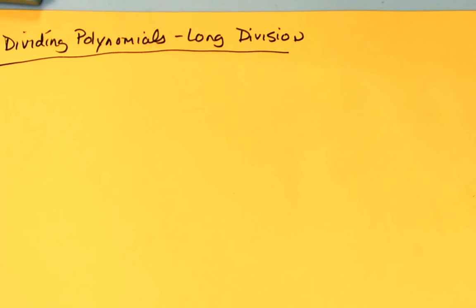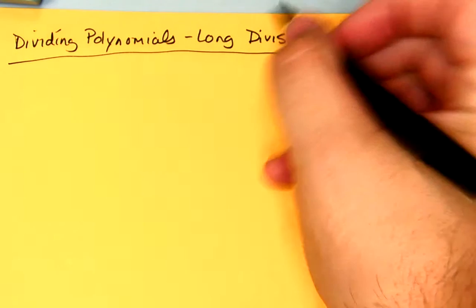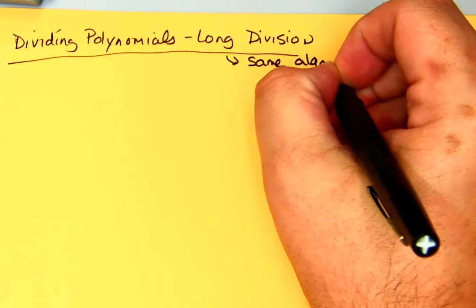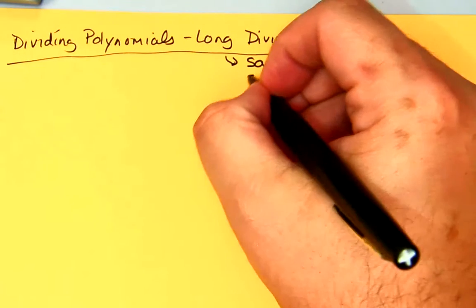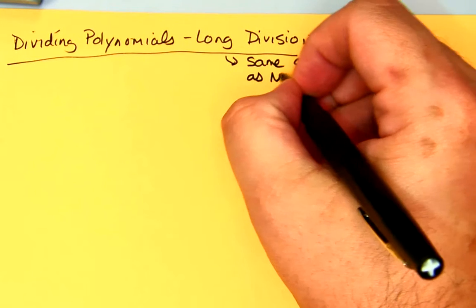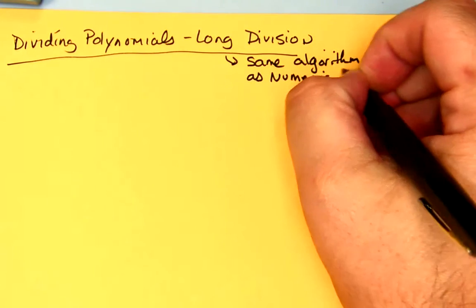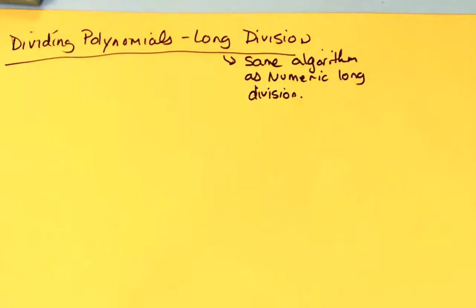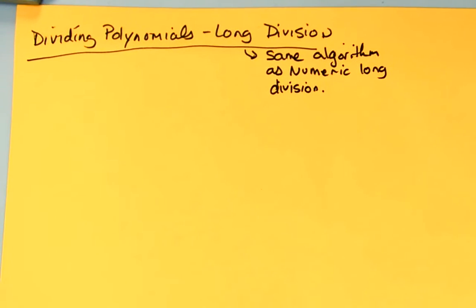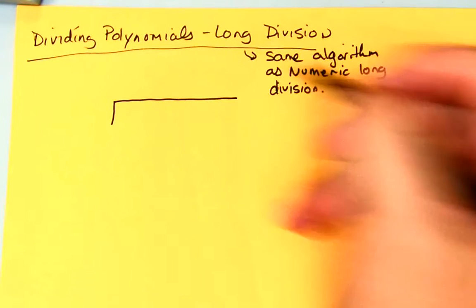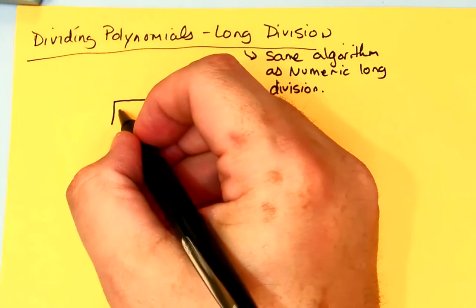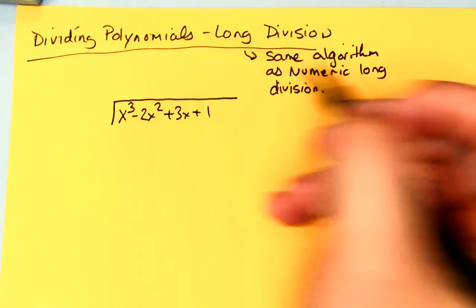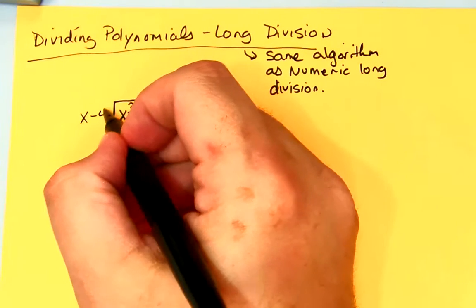Alright, now we're going to divide polynomials using long division. This is basically the same algorithm as numeric long division, so we're going to follow along the same process. What you'll end up seeing is x cubed minus 2x squared plus 3x plus 1, and we're going to divide it by x minus 4.